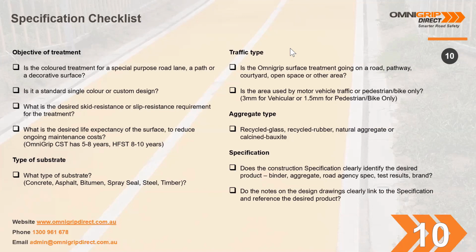Once again, the aggregate type: what do you want to use? Do you want to use sand? Do you want to use quartz? We provide recycled glass. We also have a product that has recycled rubber. And we also have some decorative products that use natural aggregate. And the high friction, of course, is all bauxite.